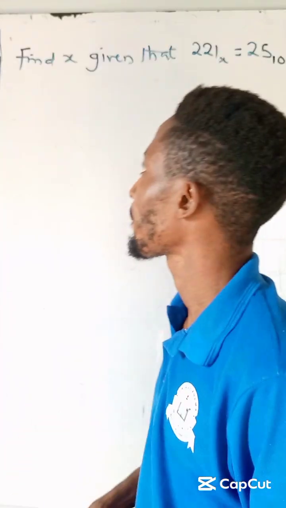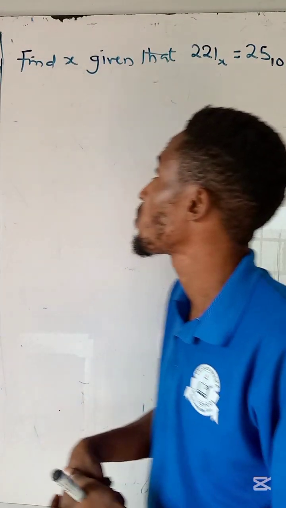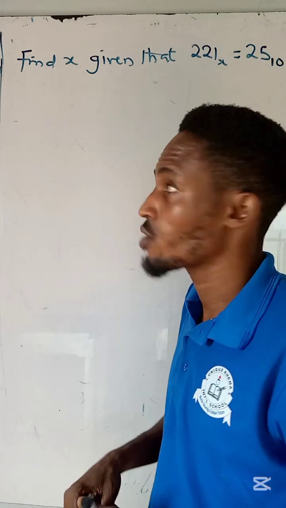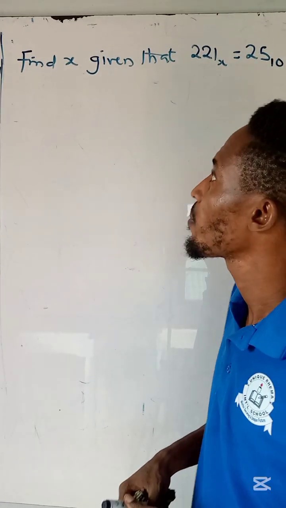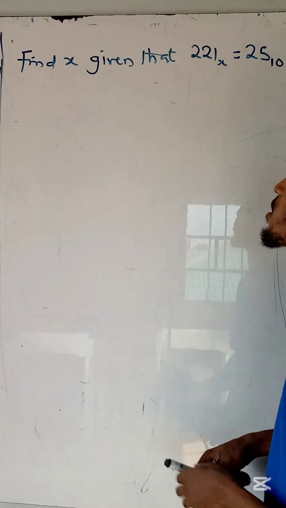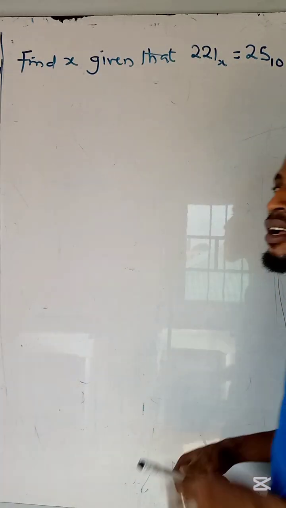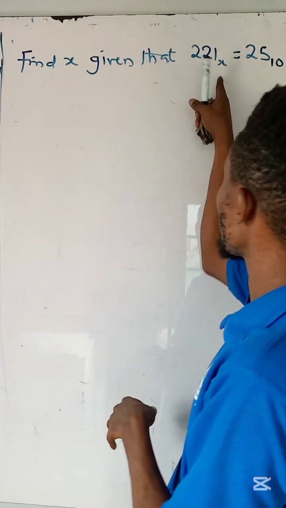Hello everyone. This is a question before us from number system or number base. These are the kind of questions you find in the theory. It says find x, given that 221 base x is equal to 25 base 10, that we should find x.